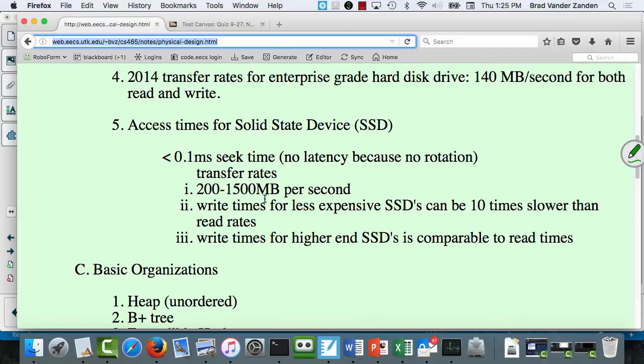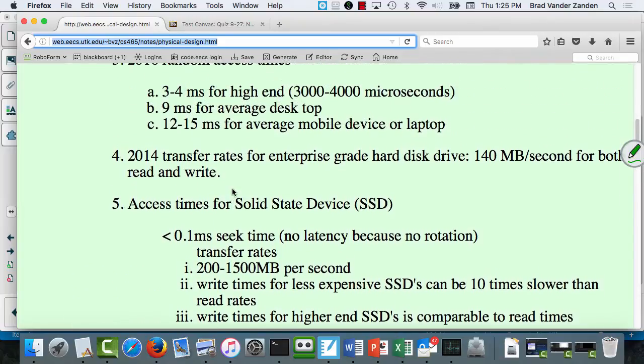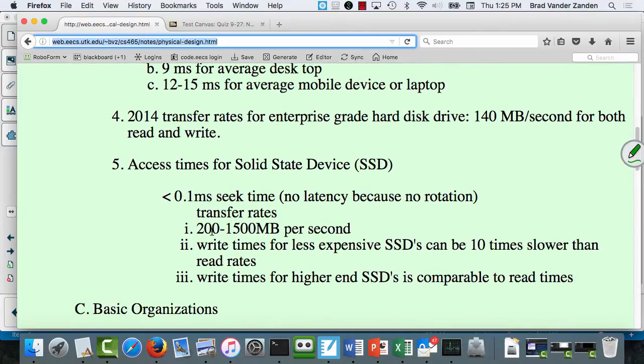If you compare the transfer speeds, they're already at 200 megabytes. Even with your cheap one, it's still better than 140 megabytes. And remember, first of all, that's an enterprise grade hard disk, not my laptop. And secondly, that's only if the disk arm is sitting there doing a full-on read. It's not. It has to keep moving back and forth in order to perform it. So it's not even going to get up to this 140 megabytes.